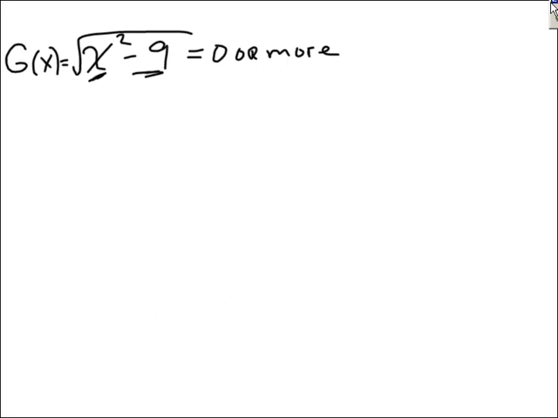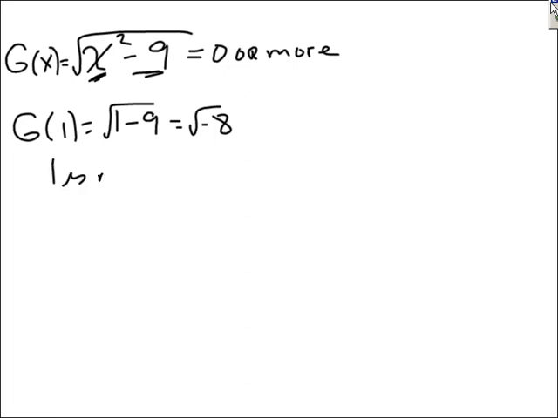You can never take the square root and get negative. Sure, you can take the square root and not get 0 or more, but then it won't make sense. For example, g of 1 makes no sense. 1 squared is 1 minus 9. That's the square root of negative 8. That makes no sense. Okay, 1 is not in the domain. But if we only consider values that are in the domain, and you take g of all of them, you will get 0 or more.